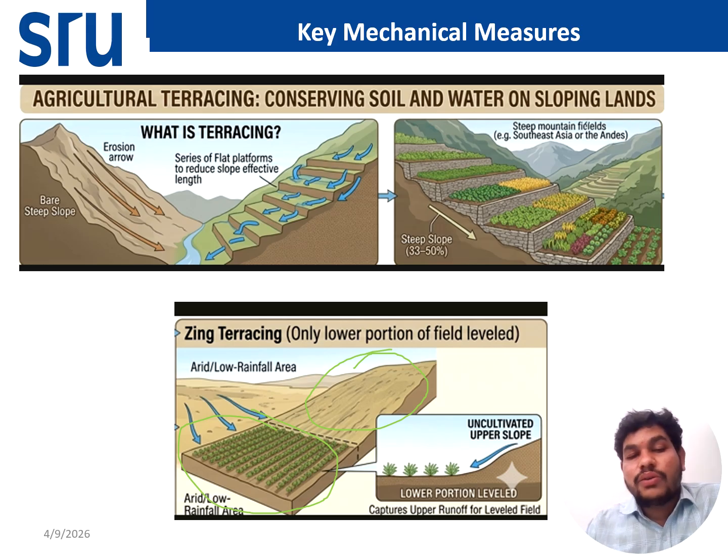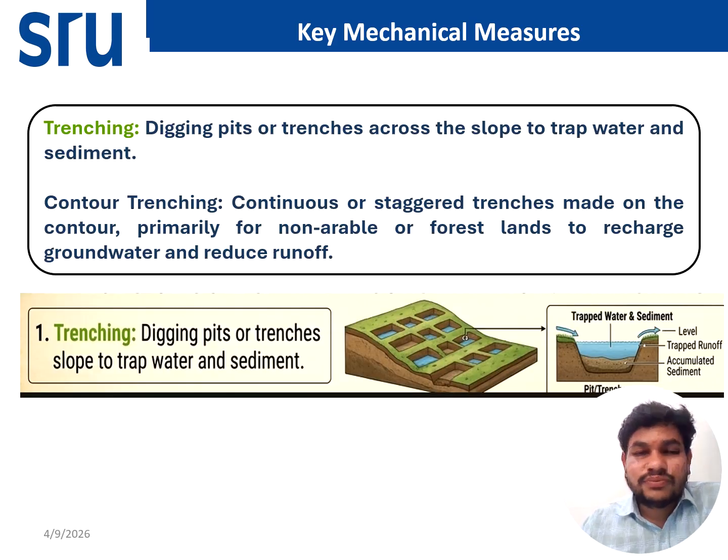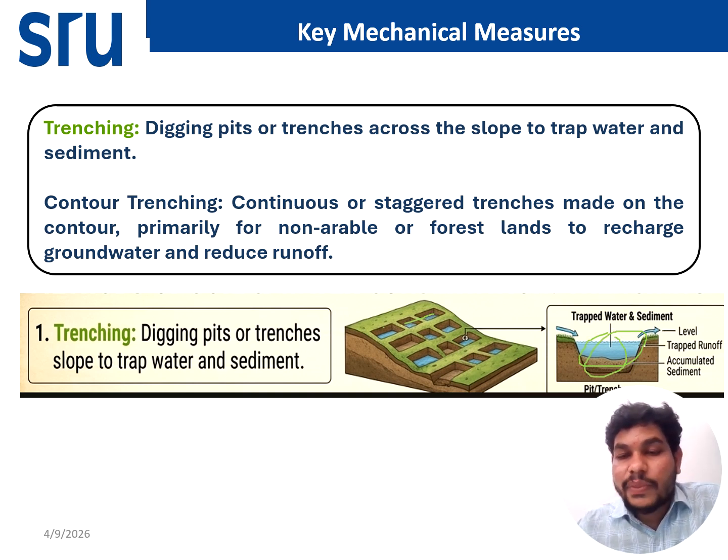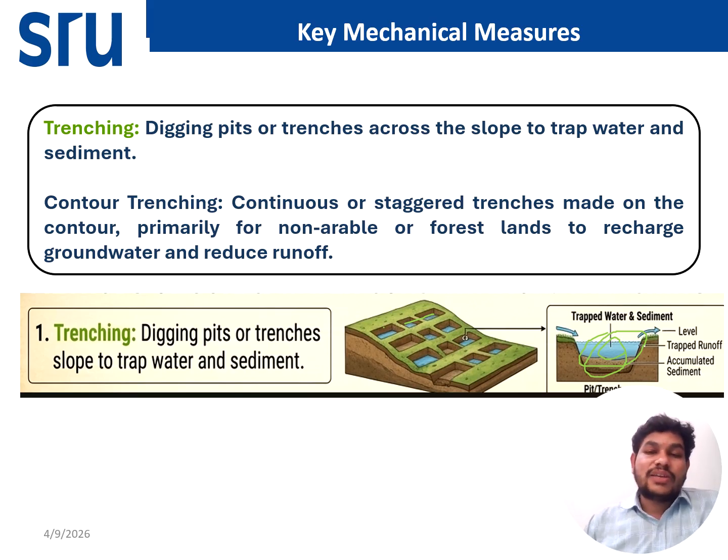This is done on a 3 to 10% slope. Then trenching. Trenching is nothing but digging pits or trenches across the slope to trap the water and sediment. So these are the trenches. We dig trenches in which we trap the water and air. This is also one of the soil conservation practices, used in arid and semi-arid regions.